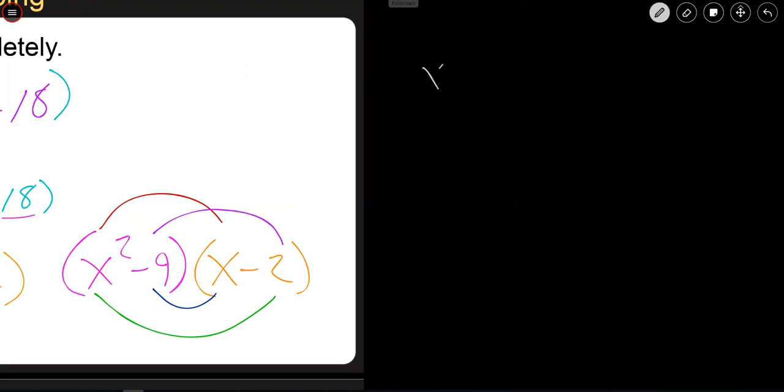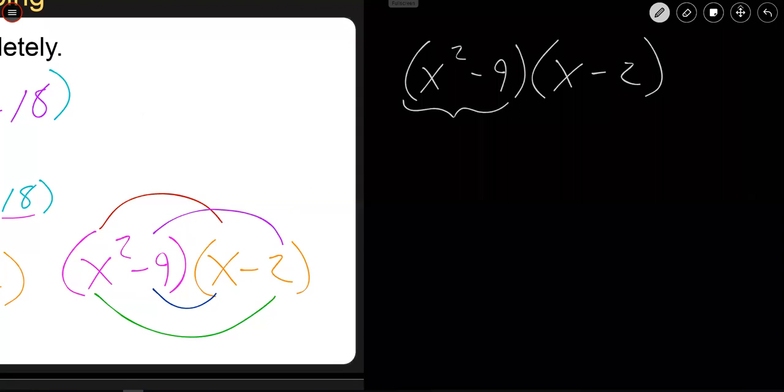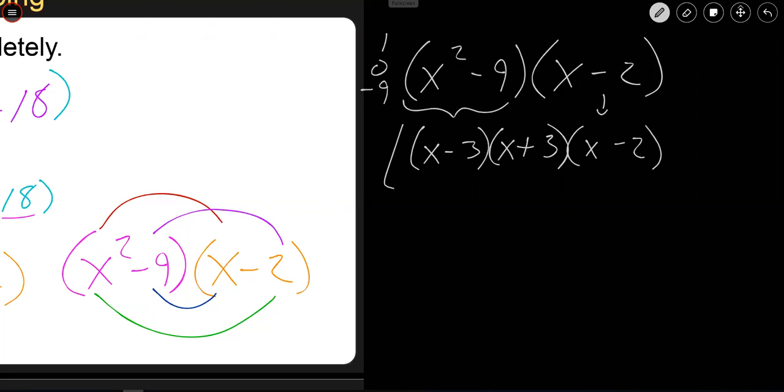Now, we're not quite done yet. I've got x squared minus 9 times x minus 2. Notice that this first part is a quadratic. So again, I can factor it using the quadratic formula with the a value of 1, b value of 0, and the c value of negative 9. Or I can just notice that this is a difference of squares, and it's going to factor into x minus 3 times x plus 3. And then I'm going to bring down my last piece, x minus 2. And now I'm fully factored.